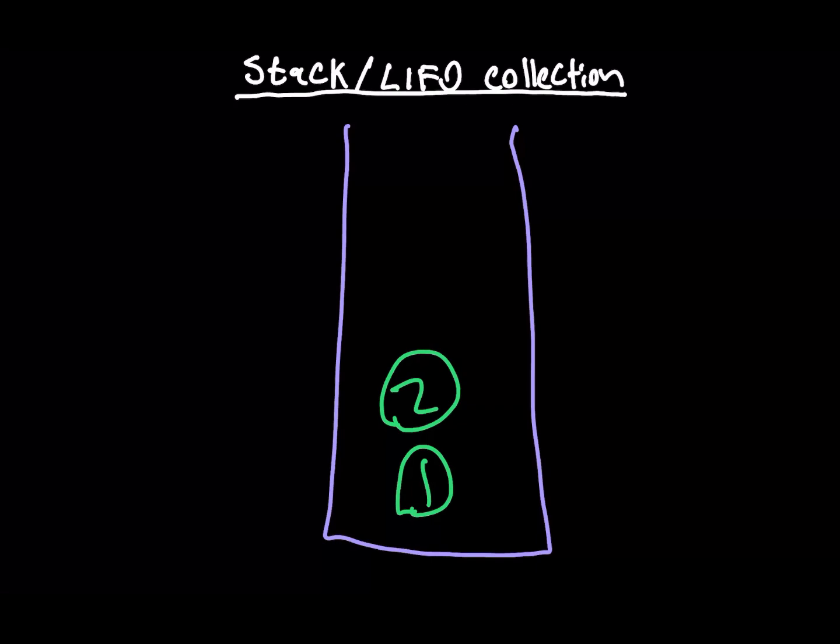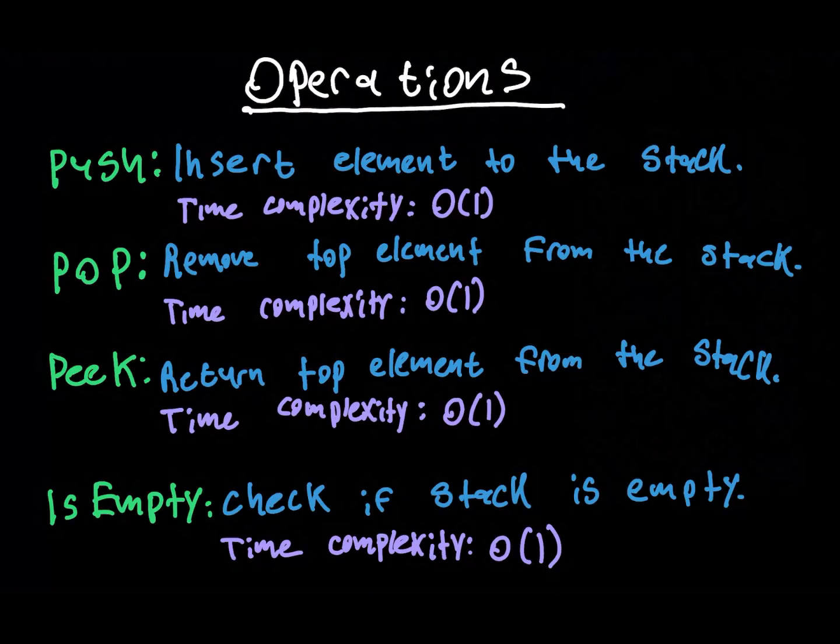The last in, first out behavior is incredibly useful in real life. For example, you could use it to implement an undo function for a text editor. There are typically 4 operations associated with a stack: push, pop, peek, and isEmpty. For push, we insert an element to the stack and we have a time complexity of big O of 1, so it's a constant time complexity.